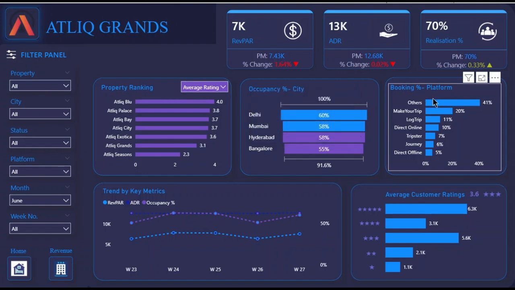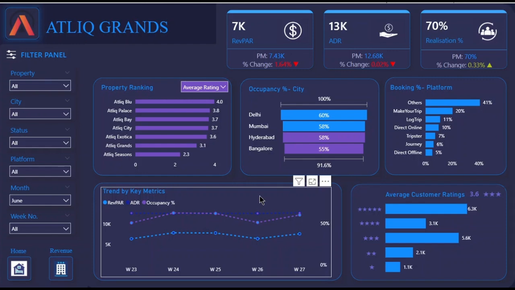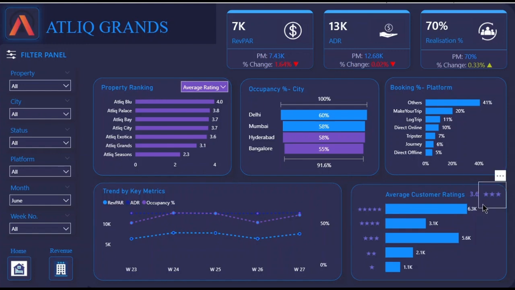Third one is booking percentage based on all the platforms. Which platforms have got the most bookings for AtliQ Grands properties. Others have been the topmost, followed by MakeMyTrip. And here we have a trend based on key metrics. We have revenue per available room, average daily revenue, and occupancy percentage. And here we have customer ratings based on successful bookings. Mostly 6.3K customers have given a 5-star rating, 3.1K customers have given a 4-star rating, and the highest third one, 5.6K, have given a 3-star rating. So this was all about the performance.